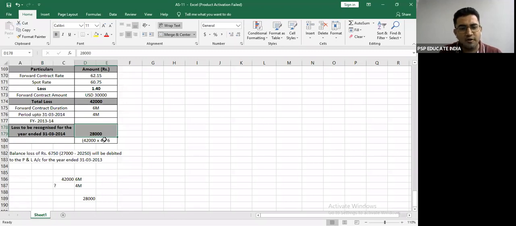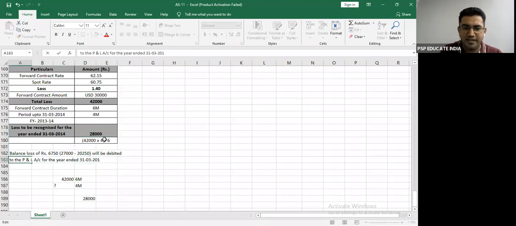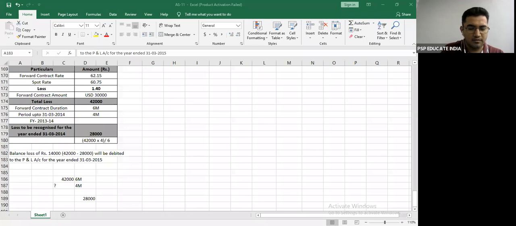Okay, how much loss will be carried forward in the next financial year, that is 31st March 2015? You get 14,000. 42,000 minus 28,000. Right, quickly on the chat box, are you all clear with this?